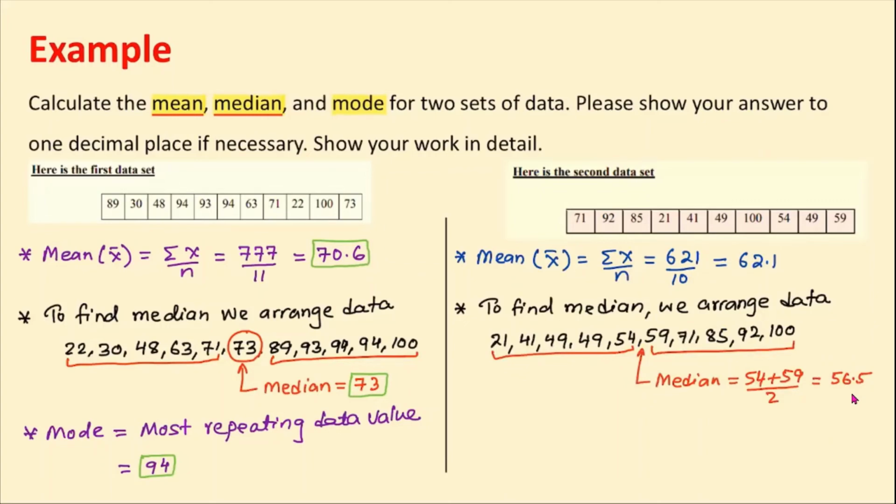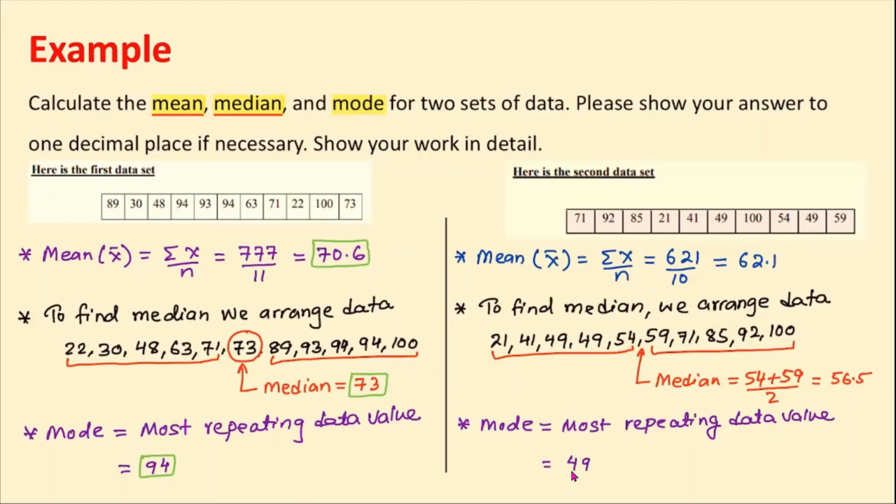Finally, let's look at the last one, that is the mode. One more time, mode is the most repeating data value. That's the mode. So if you look at the arranged data, you can see the repetition. Here 49 repeats twice, and nothing else repeats. So 49 repeats twice, meaning the mode is equal to 49.